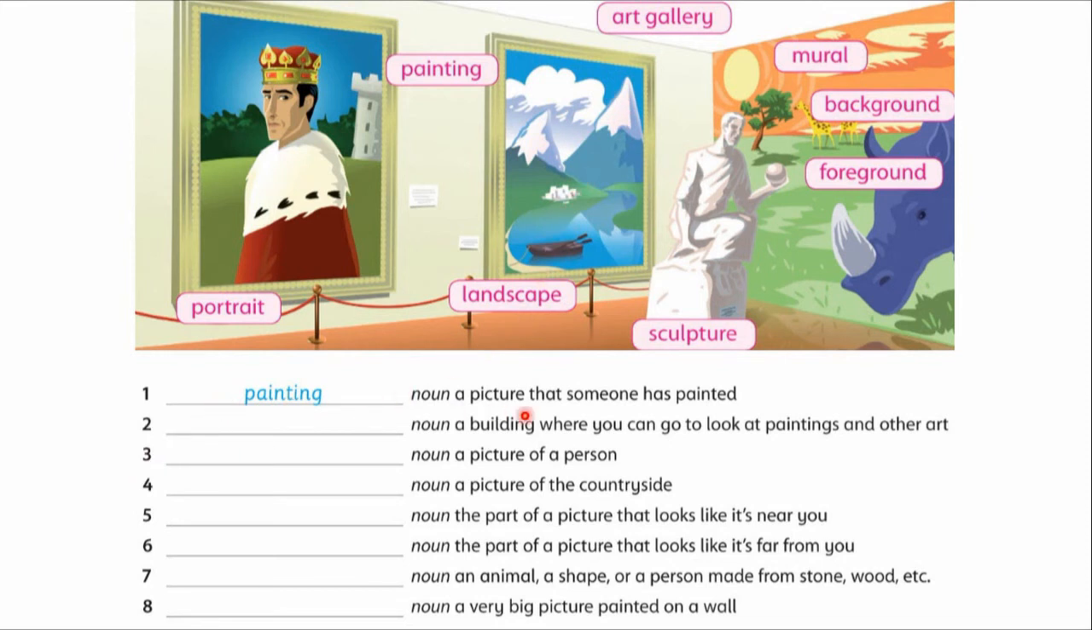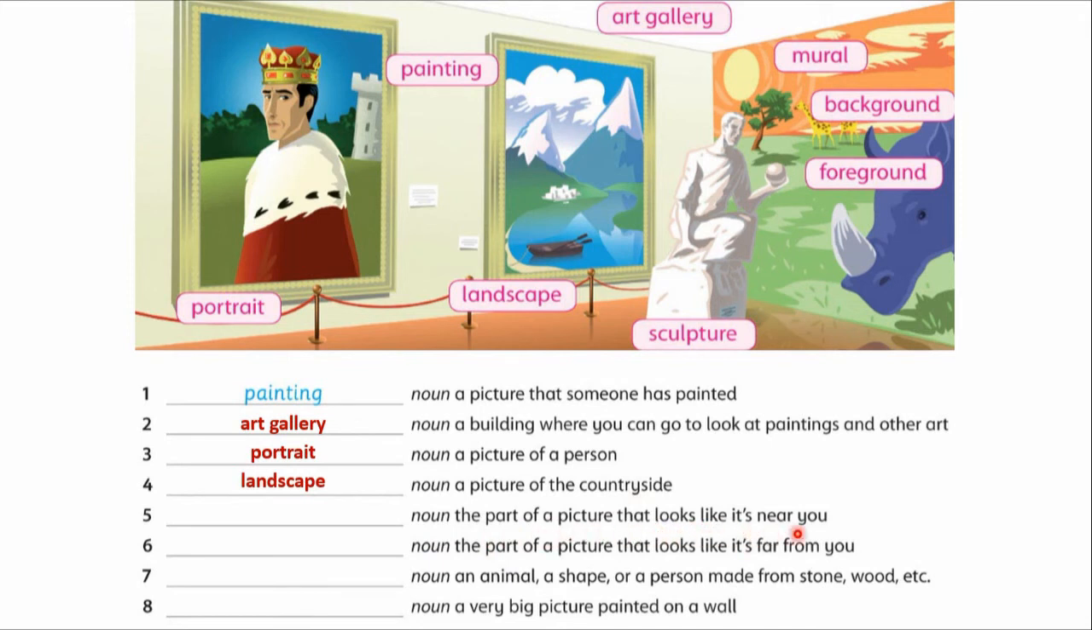Number one, here is an example. A picture that someone has painted. It's a painting. Number two, a building where you can go to look at paintings and other art. Art gallery. Number three, a picture of a person. The answer is portrait. Number four, a picture of the countryside. The answer is landscape.